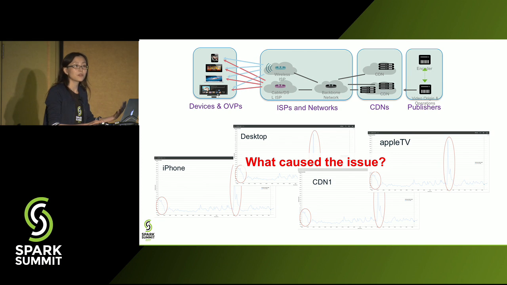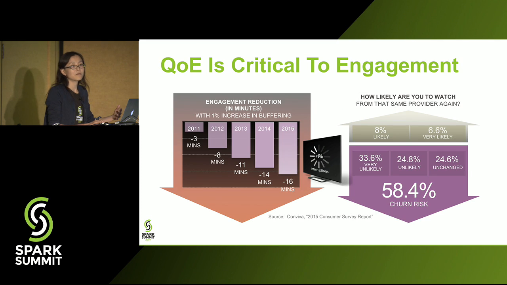But we don't want the viewers to suffer, and we need to fix the issues as soon as possible, because quality is really critical to engagement. Based on our survey, a 1% increase in rebuffering ratio can cause up to 16 minutes less watching time, and 58% of churn risk in 2015. And those numbers will just keep increasing because the viewers' expectations just keep increasing.